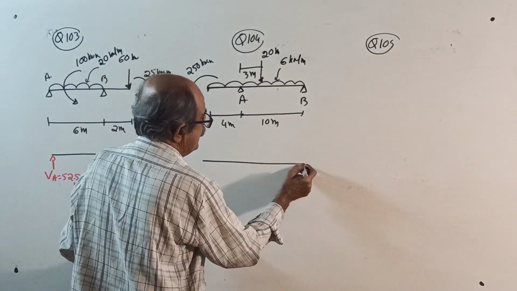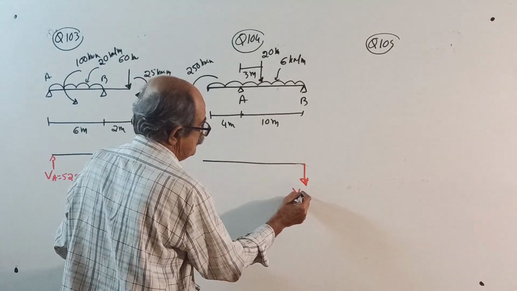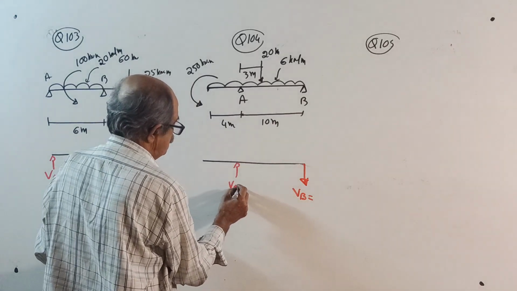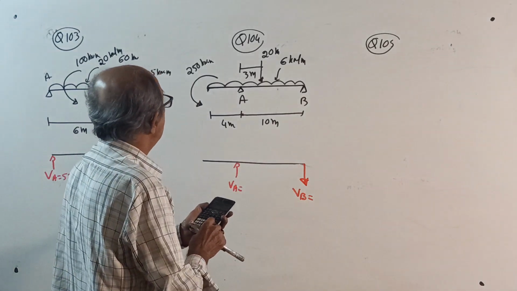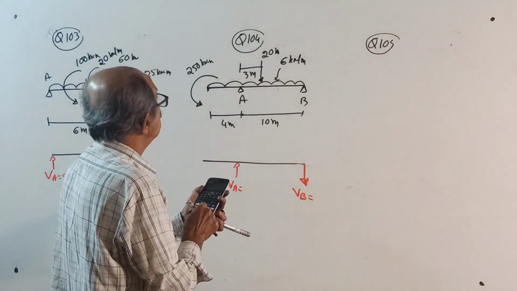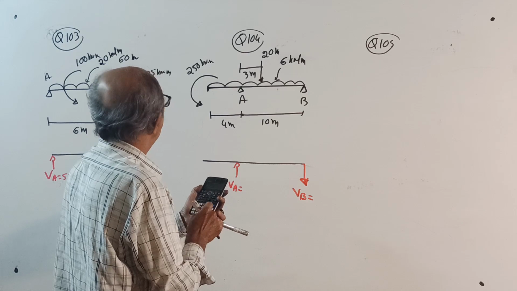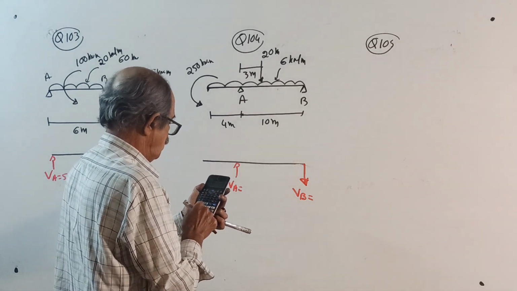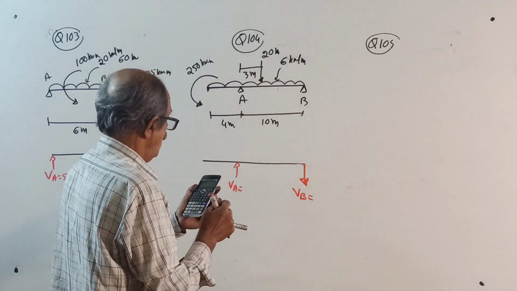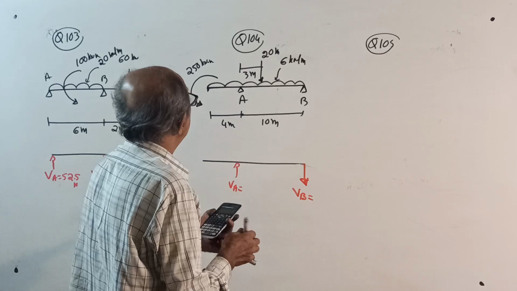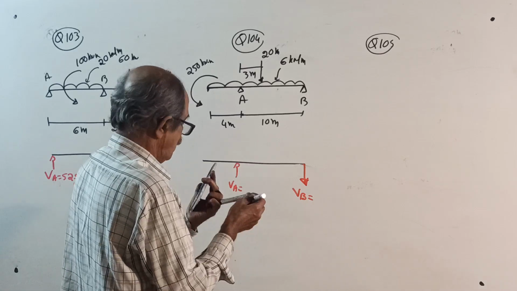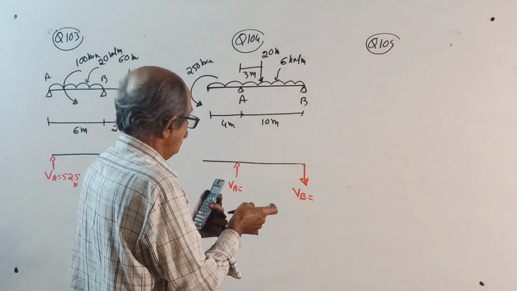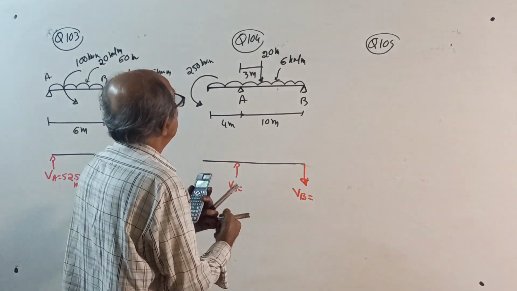I am so sure that your VB will come negative. VA will come positive. If I take moment about A, 20 into 3 plus 6 into 10 into 5 minus 250 minus 6 into 4 into 2 divided by 10. No, it is coming still positive. Yes, it's coming positive. So I have to change the loading. Very small value is coming.